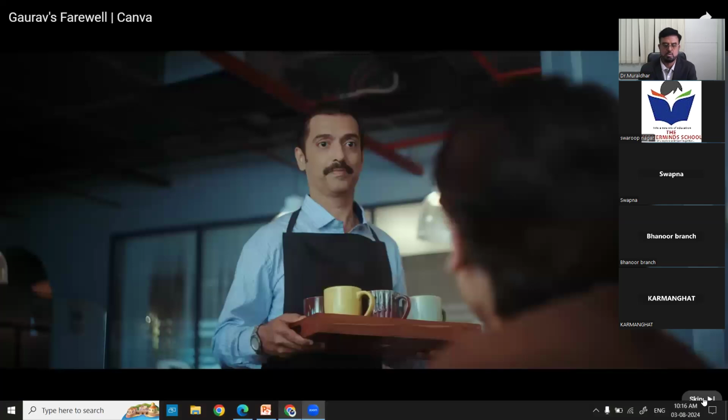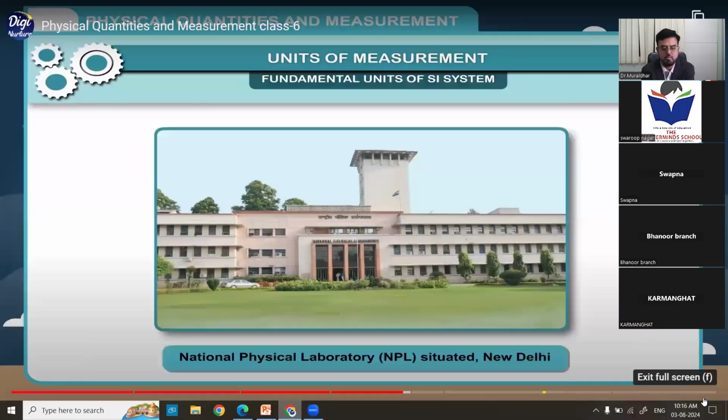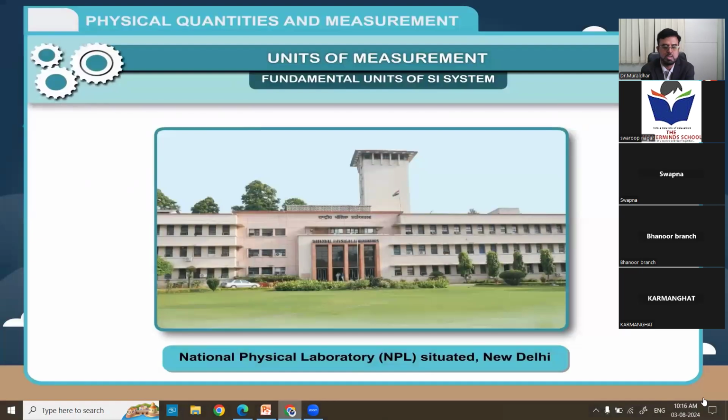In our country, National Physical Laboratory, NPL, situated in New Delhi is authorized to maintain the national standards for all the basic units in India.